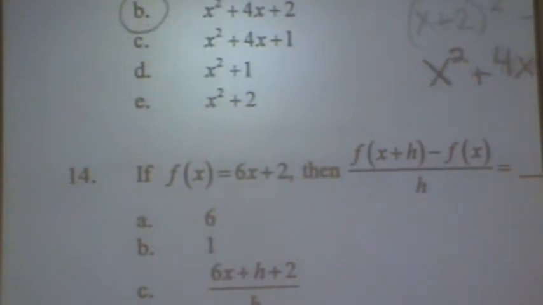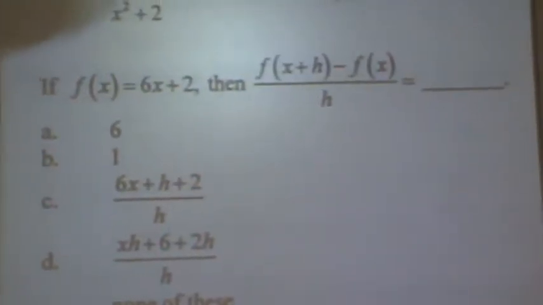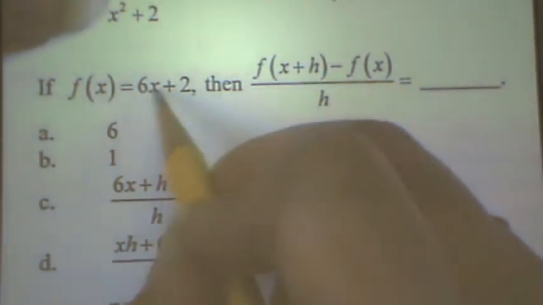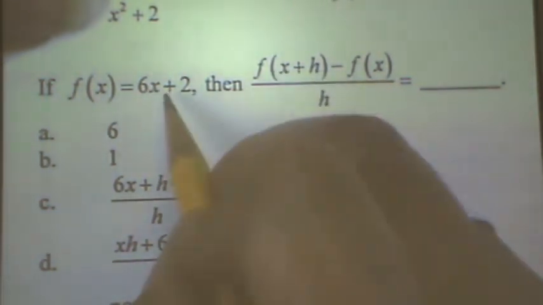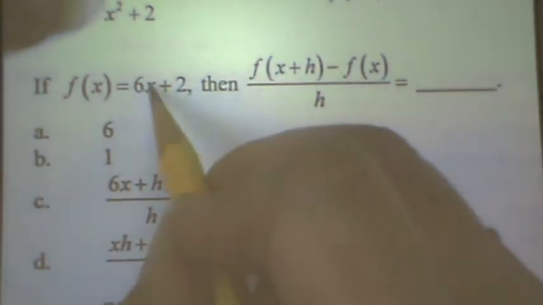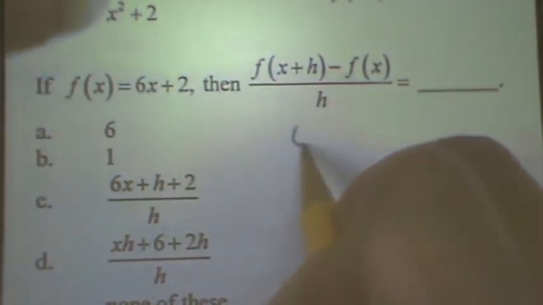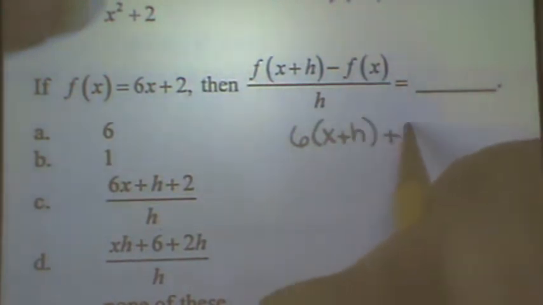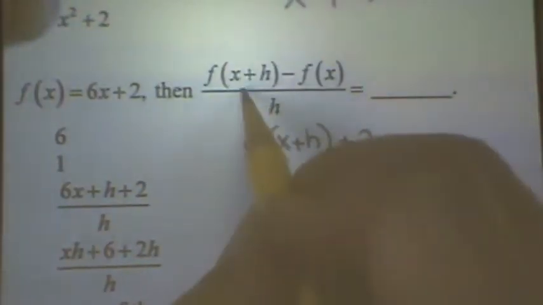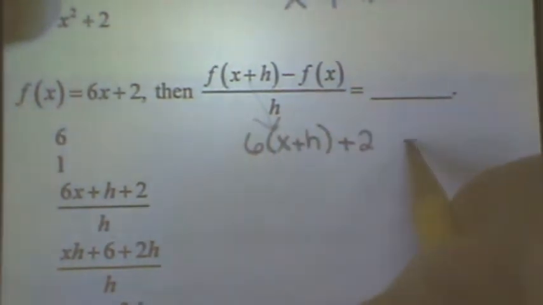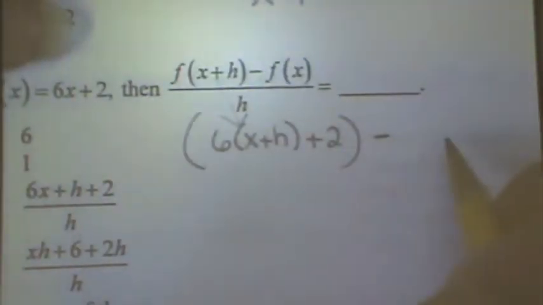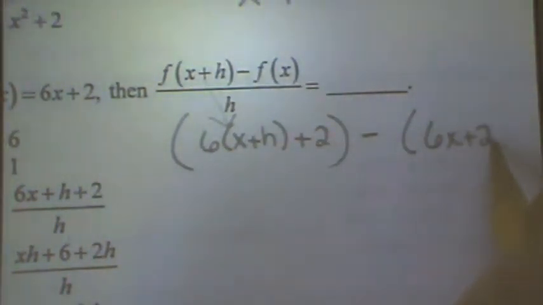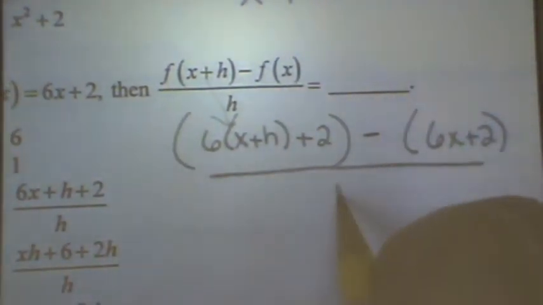Okay. Number 14 is the difference quotient rule. So this is a little bit more lengthy. You have to evaluate this function for x plus h. So if we plug x plus h right in here, you have 6 times x plus h plus 2. That's what f of x plus h is. Then you're going to subtract. If you plug an x in here, you're going to subtract 6x plus 2. And you're going to divide everything by h.